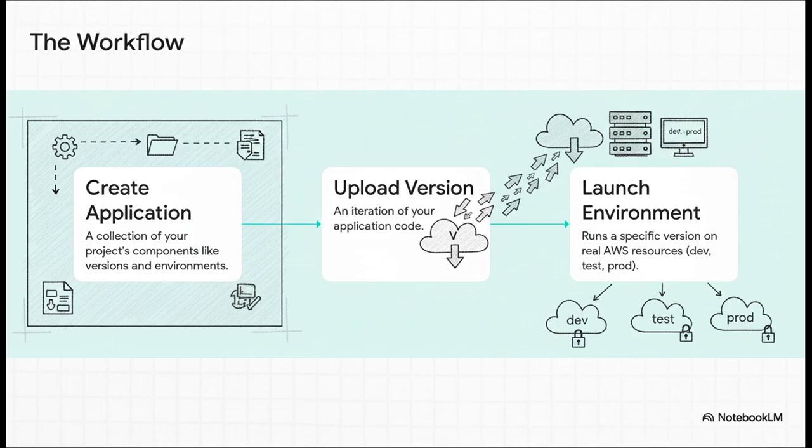The whole workflow is beautifully simple. It really boils down to 3 steps. First, you create an application, which is basically just a folder for your project. Then, inside that application, you upload different versions of your code. And finally, you launch an environment, like dev, test, or production, which takes one of those versions and brings it to life on real AWS infrastructure.